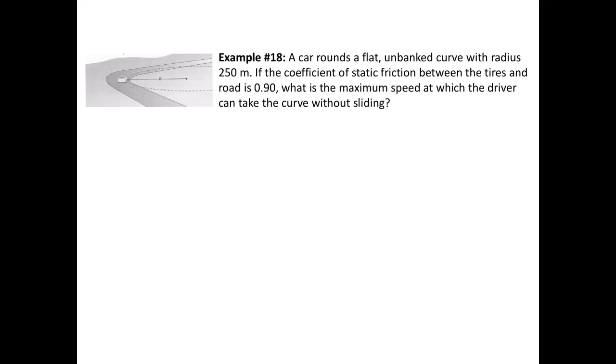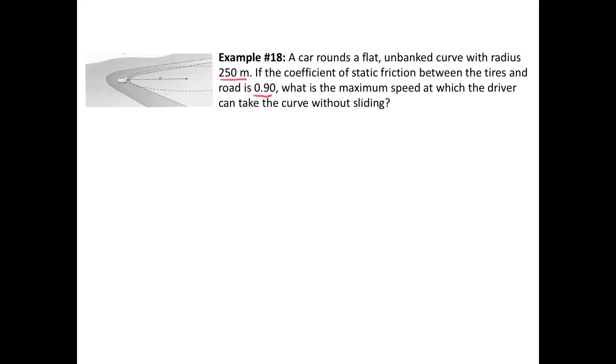All right, so here we go. In example number 18, we have a car that's going around a curve. It shows you in the picture that the curve is following the edge of a circle with a constant radius r. It tells us that r is 250 meters. And then it gives us the coefficient of static friction between the tires and the road as 0.90, and asks what is the maximum speed at which the driver can take the curve without sliding.